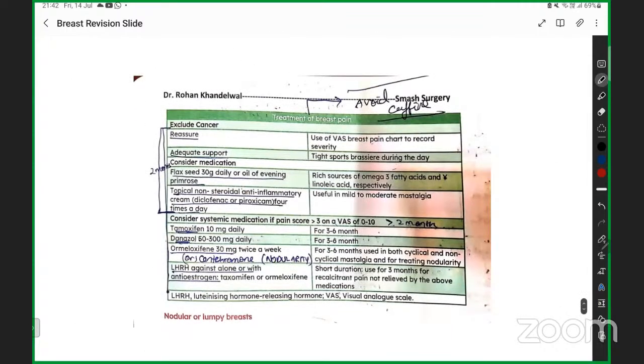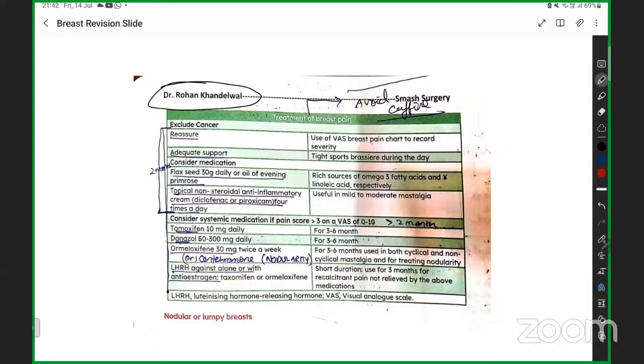Now coming towards the treatment, this I have taken from Rowan sir's notes. Always remember, avoid caffeine. First, you have to exclude the cancer. Once you exclude the cancer, you reassure the patient. After reassuring, you give adequate support. After adequate support, what do you do? You ask them to wear tight sports brassieres during the daytime and use a VAS breast pain chart to record the severity.